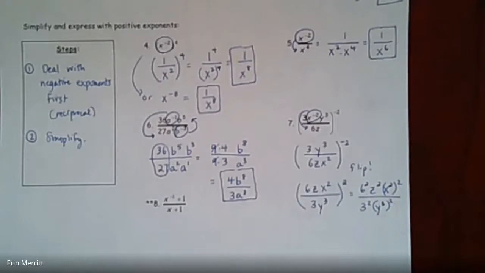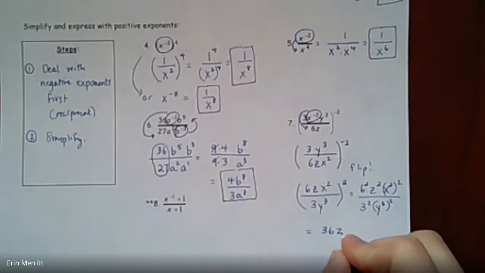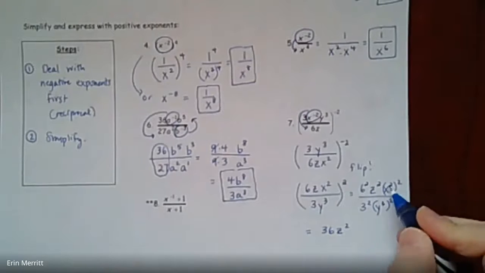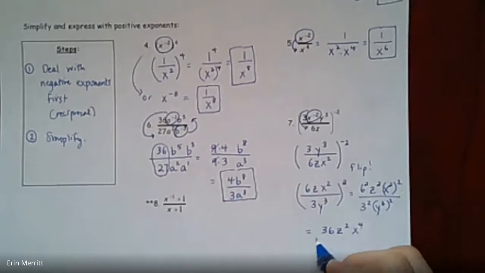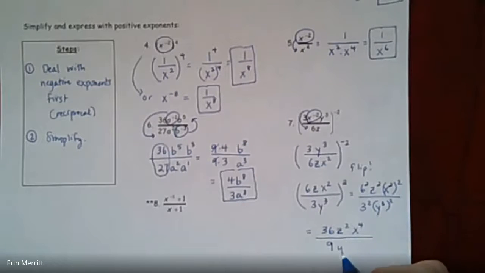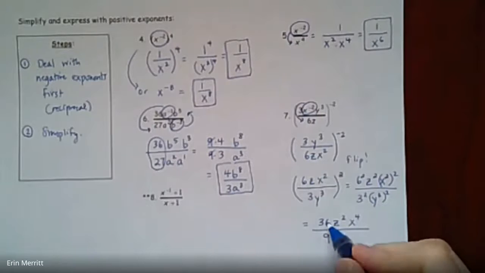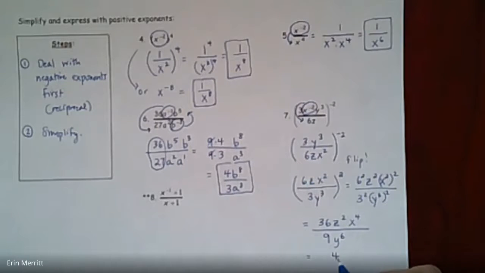Now, do you really have to show me all that? No, you could do this step in your head. So 6 squared is 36. Z squared is z squared. X to the second squared is x to the fourth. And then in the denominator, we're going to get 9. This will give me y to the sixth power, because power raised to a power. And then last thing, I almost forgot. I can simplify 36 and 9. 36 divided by 9 is just 4. So I'm going to have 4z to the second, x to the fourth, and then over y to the sixth power.